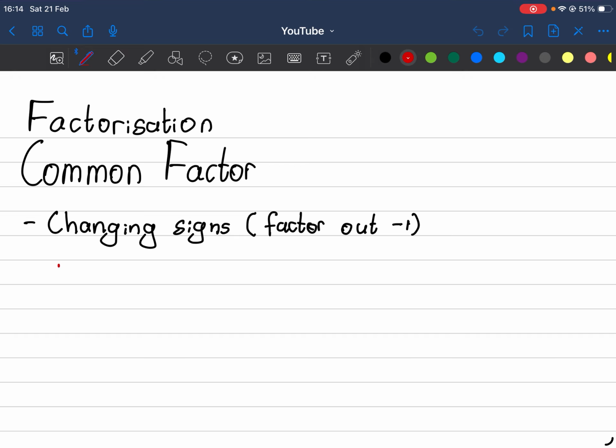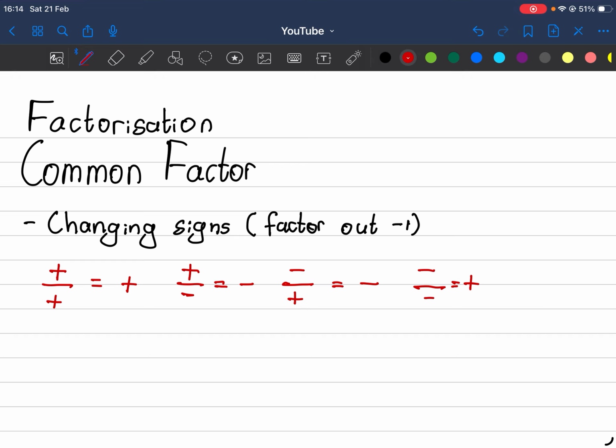For example, if you had a positive divided by a positive, that would give you a positive answer. A positive divided by a negative will give you a negative answer. A negative divided by a positive will give you a negative answer. And finally, a negative divided by a negative will give you a positive answer. So it comes from this concept over here.